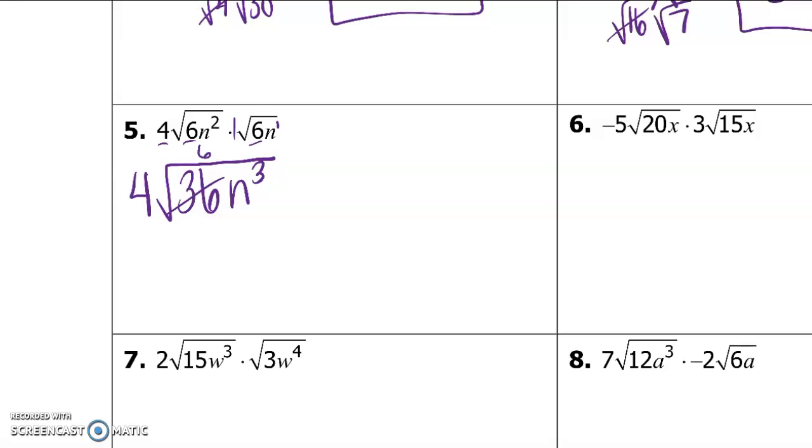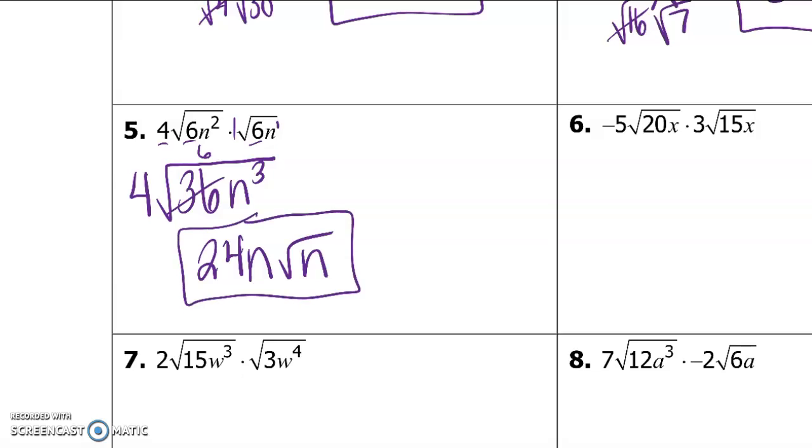Remember, there's a formal way and kind of an informal way to look at the square root of n to the third. So you ask yourself, how many times does 2 go into 3? That would be once with 1 left over. So you would have an n on the outside and an n on the inside. Then we would have 24 for our actual number. So that's our final answer.